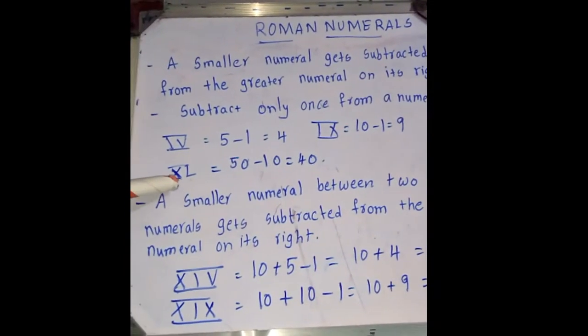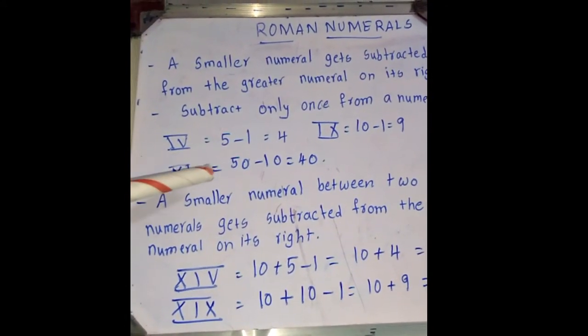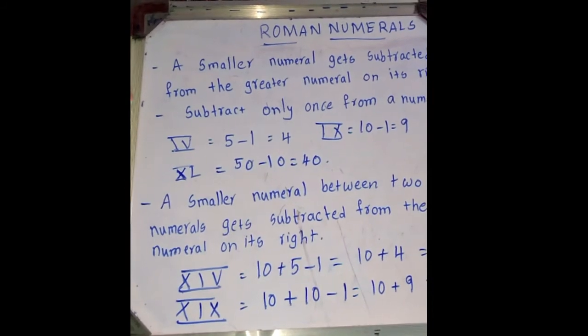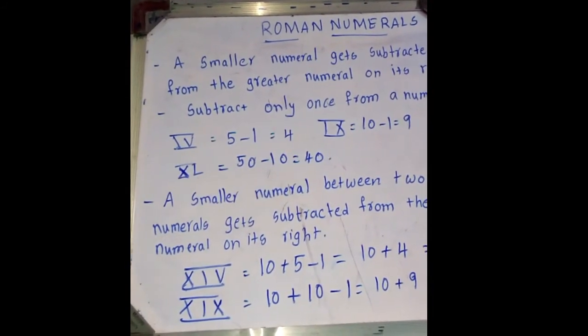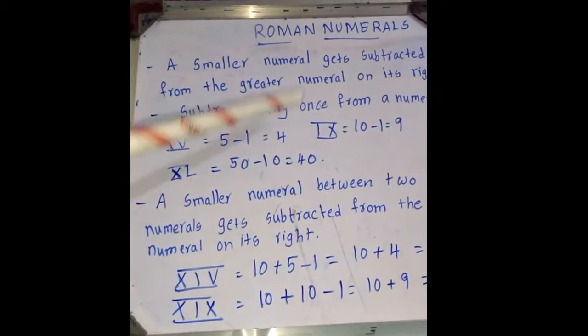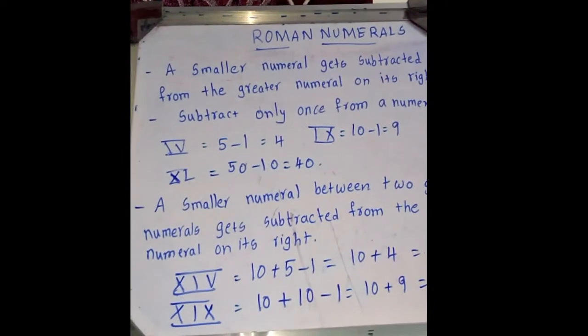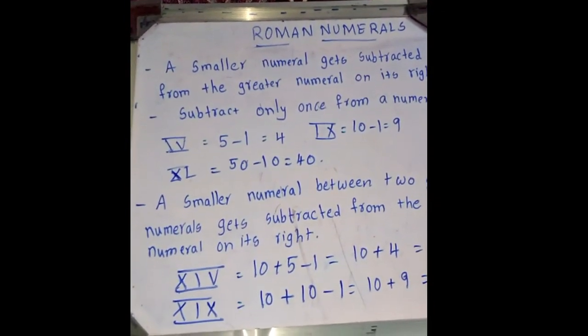Here see, X and L. The smaller numeral is X and L is the greater numeral. 50 minus 10 is equal to 40. And one more thing, subtract only once from a numeral. You can subtract a numeral only one time.